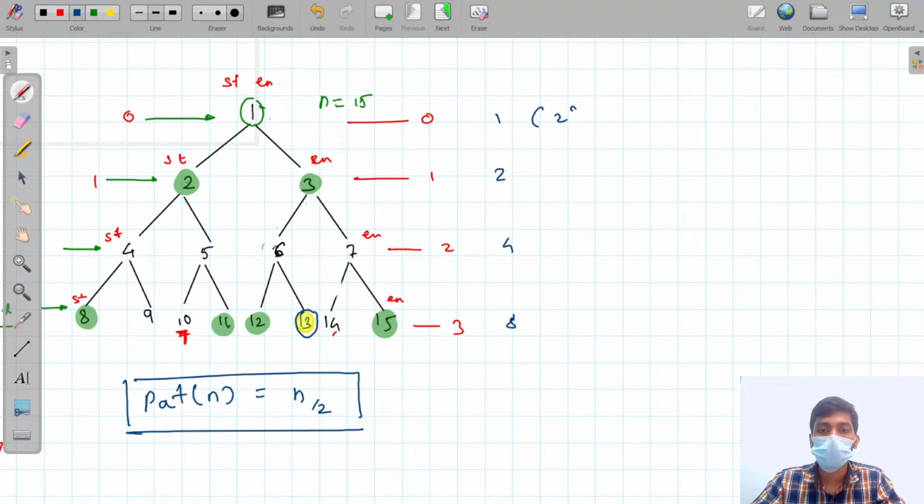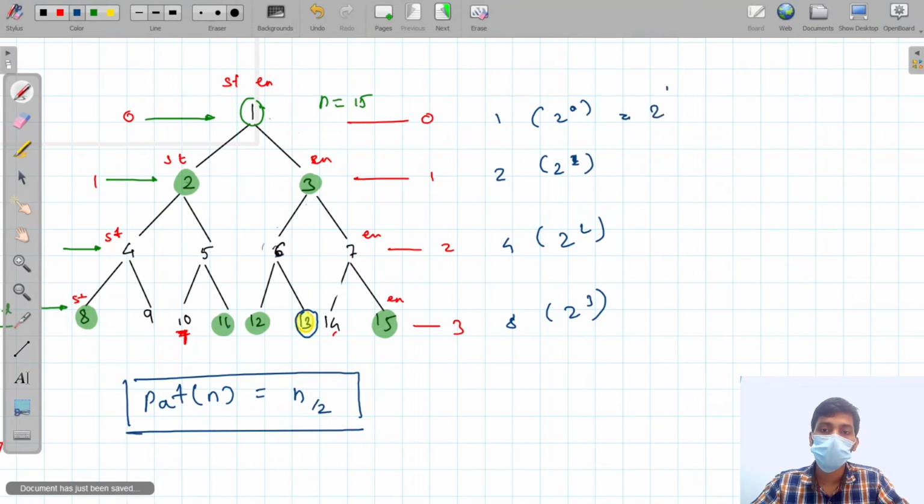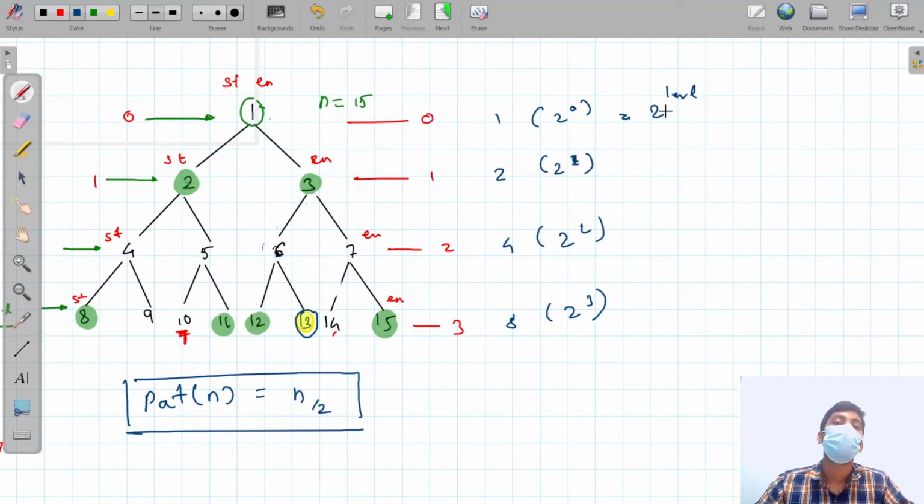These are nothing but 2 raised to the power 0, 2 raised to the power 1, 2 raised to the power 2, 2 raised to the power 3, right? These values are equal, right? So can I say that 0, 1, 2, 3 are nothing but our level? So can I say that 2 raised to the power level is going to give us our starting point? And also we can call it the last level value.